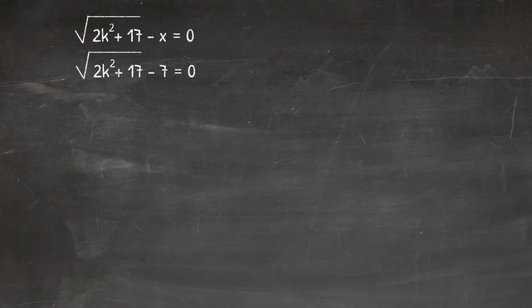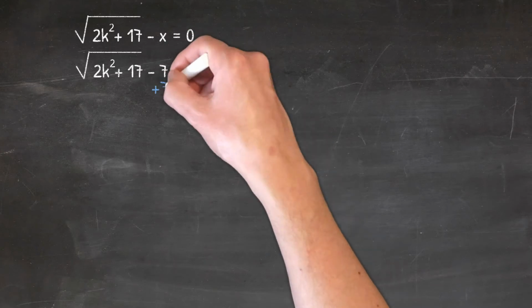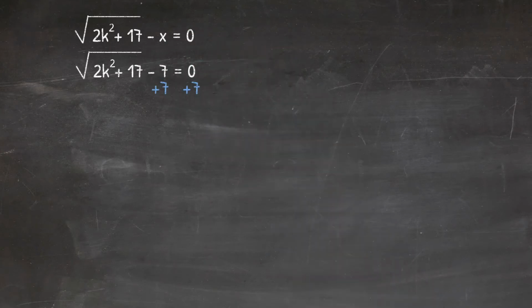Minus 7 is in our way, so let's cancel it out by adding 7 to the left side of the equation and, of course, to the right side of the equation as well. As a result, we get square root of 2k squared plus 17 equals 7.